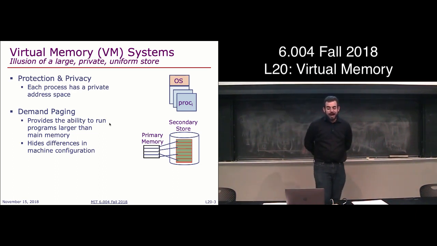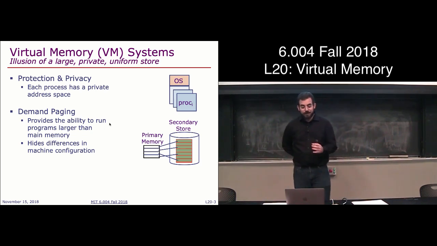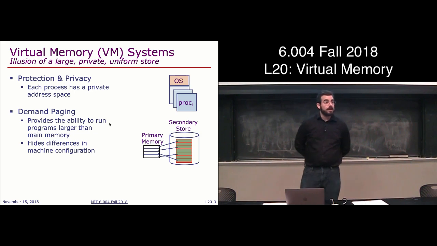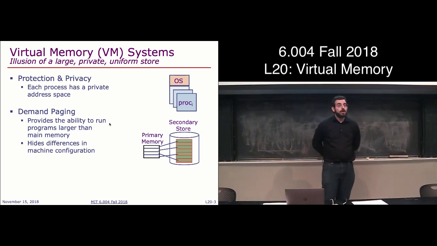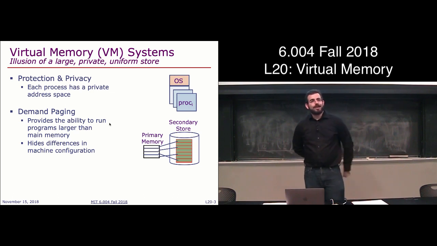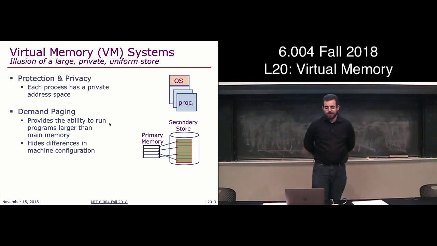You'll see that there are a lot of similarities between virtual memory and caching. At the same time, there are some key differences that are driven by just constant factors. Some operations are much more expensive, so accesses to disk are much more expensive than accesses to main memory, and so that's going to drive us to quite different designs. But conceptually, it is very similar.